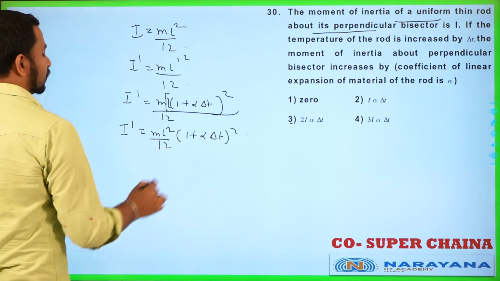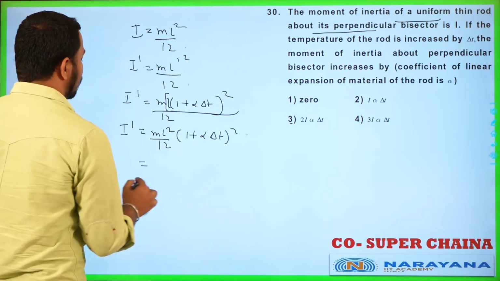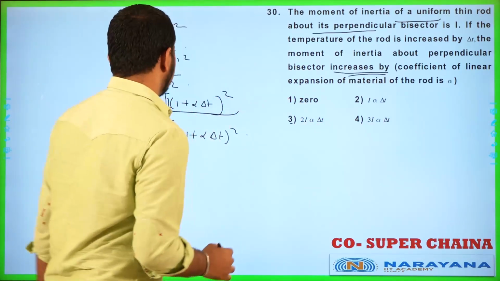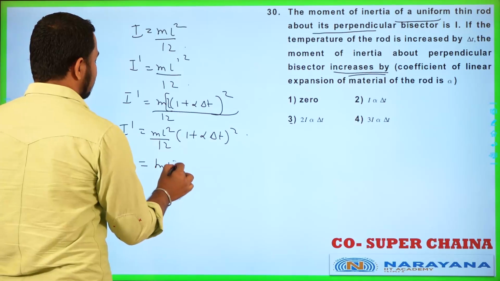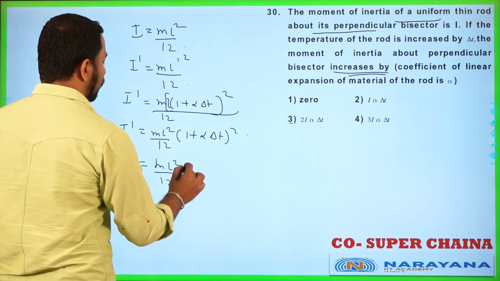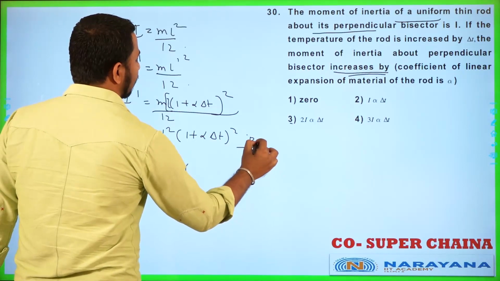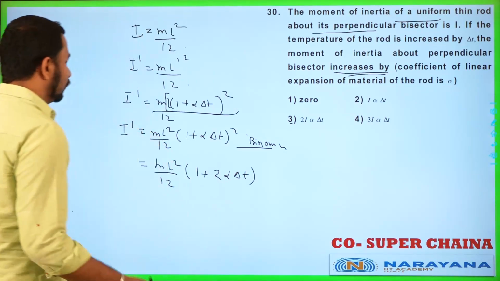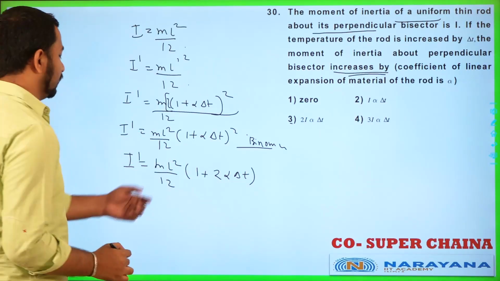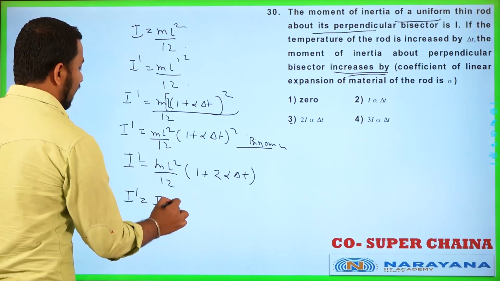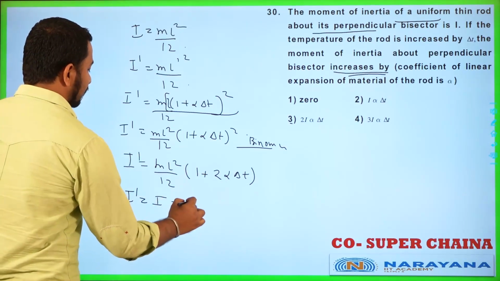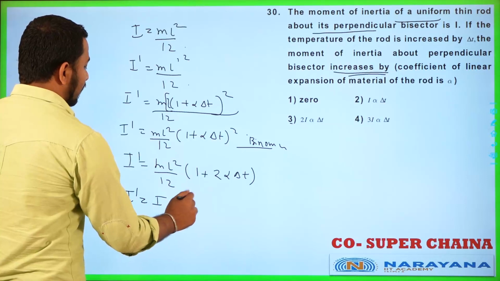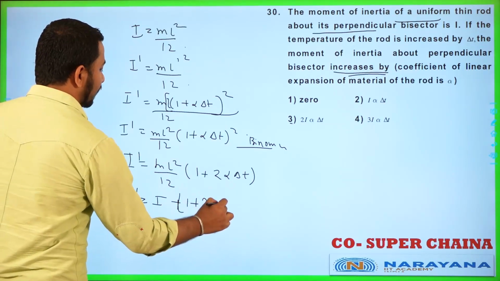Now, student, for a small value of alpha delta T, you have to find how much is the increase. For small values, if you do the binomial expansion, we can write it as 1 plus 2 alpha delta T, right? You know this. So how much is the change? This is I dash, this is I, so I dash equals I into 1 plus 2 alpha delta T.